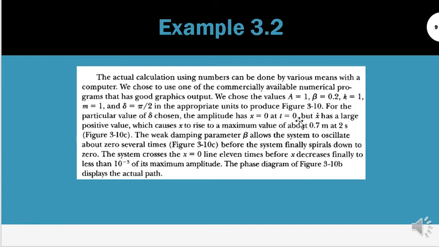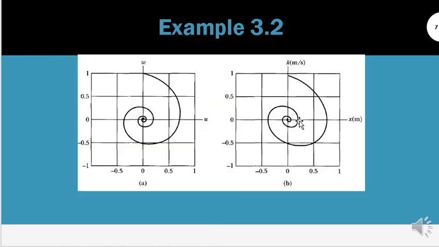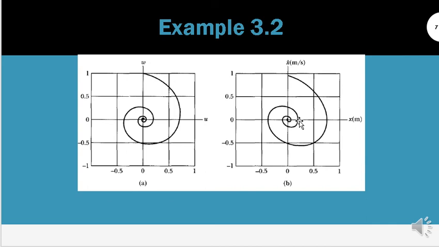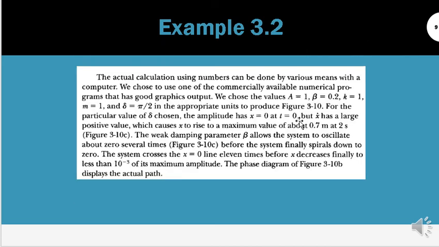Okay. So the actual calculation using numbers can be done by various means with the computer. So we choose to use one of the commercially available numerical programs that has a good graphics output. But since we have not yet tackled the application in programming, we will just assume that if you take the graph of that equation, just what we have derived, you will get this result, a spiral for our situation or our graph.